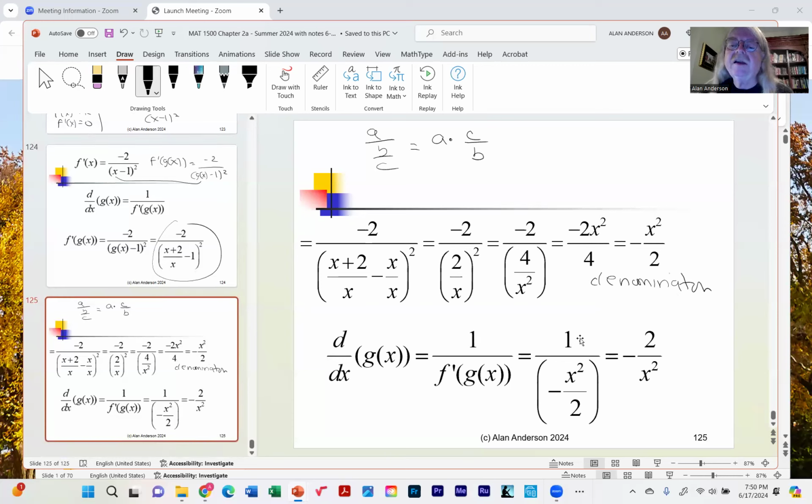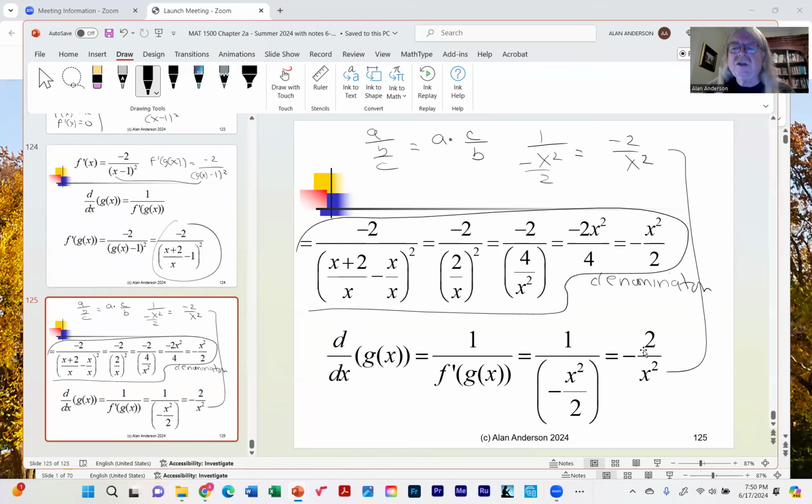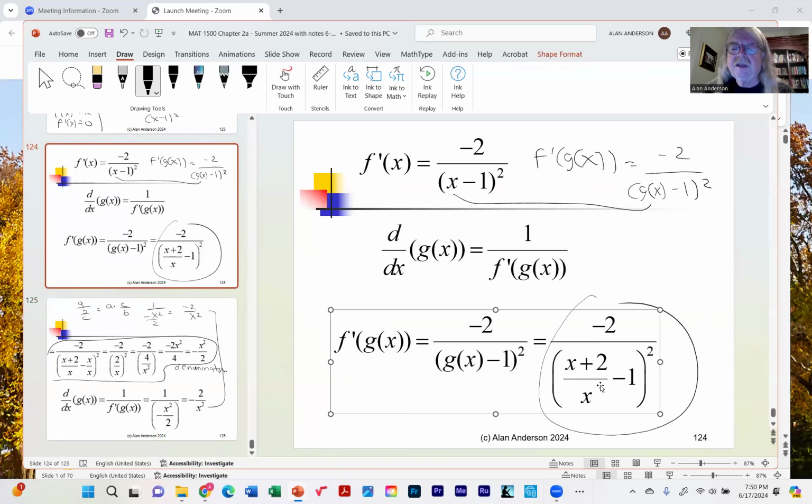So yes, anyway, we had to have 1 over the negative x squared over 2. And then just by rearranging that, we have our answer. Wow. So that was tricky because just keep in mind, this whole piece is simply the denominator of the expression on the previous slide, right here.